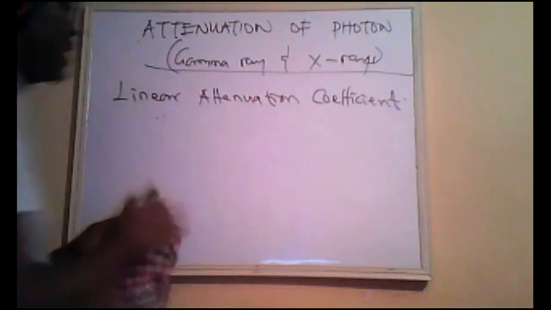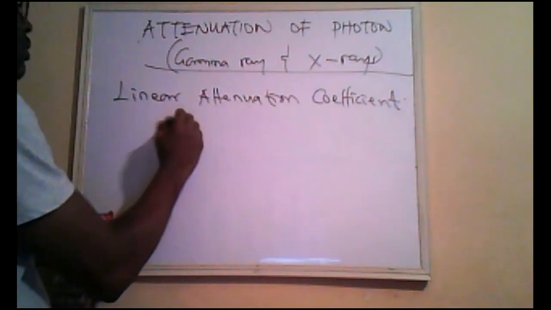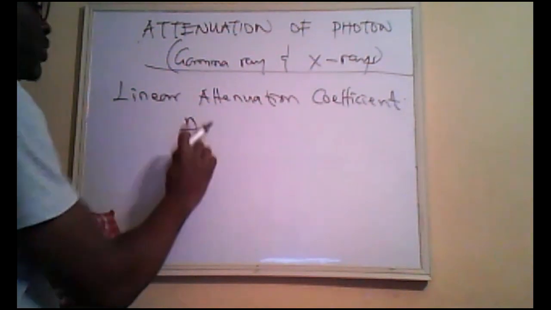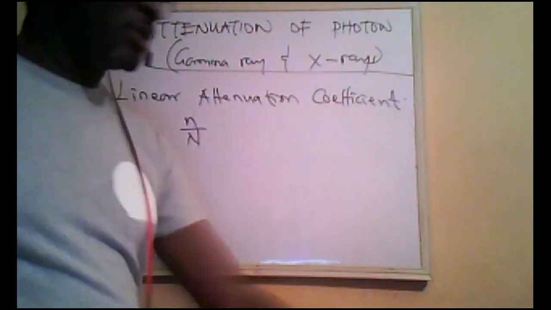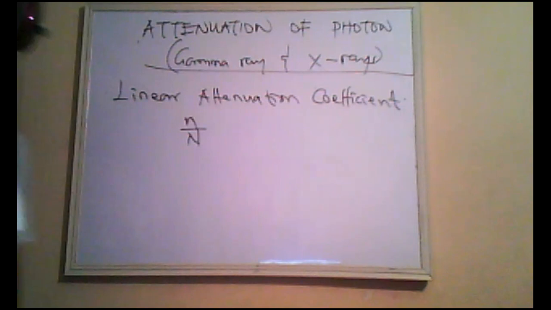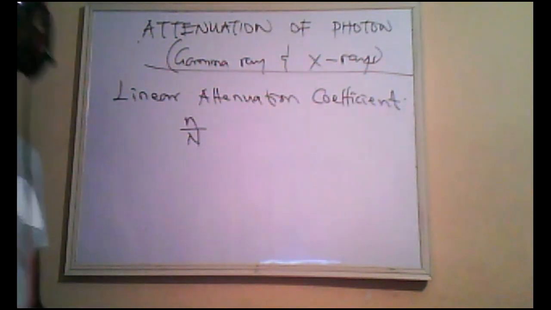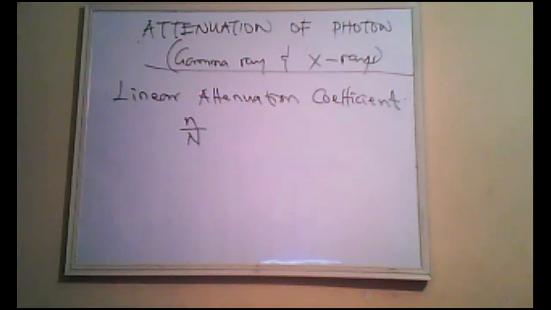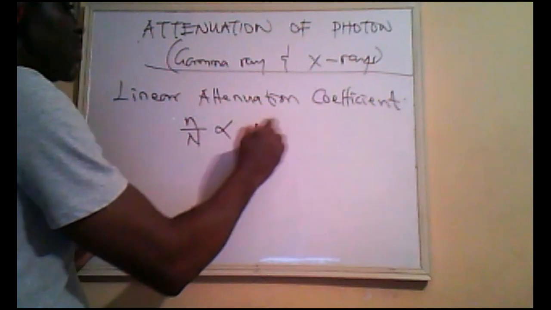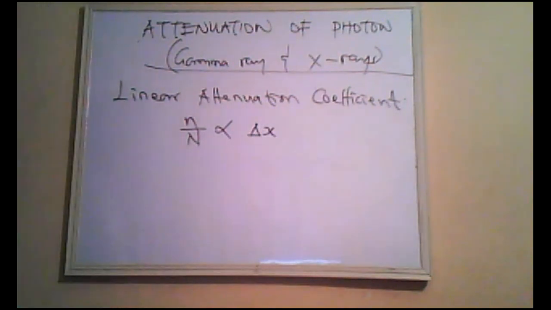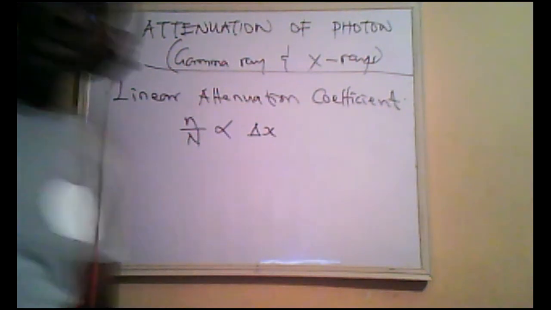So if you have N, this is a ratio, a fraction. And this fraction, which tells us the amount of X-rays or gamma ray photons removed, is directly proportional to the thickness of the material. The more the thickness of the material, the more the number of photons that will be removed.